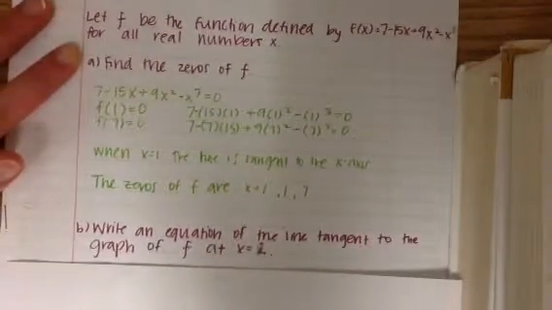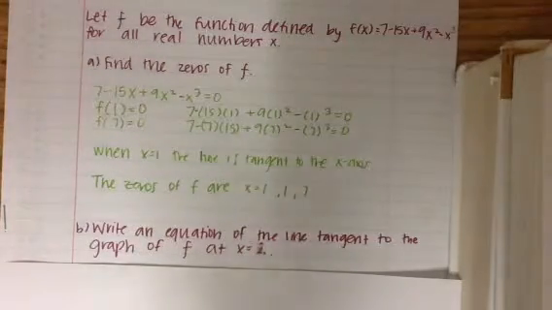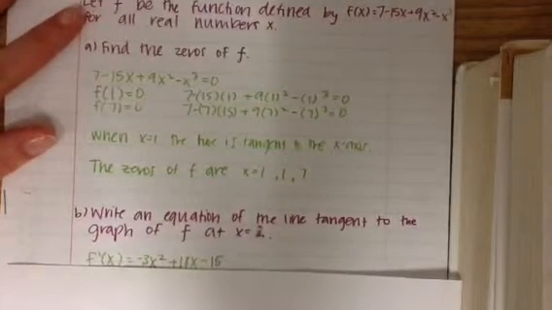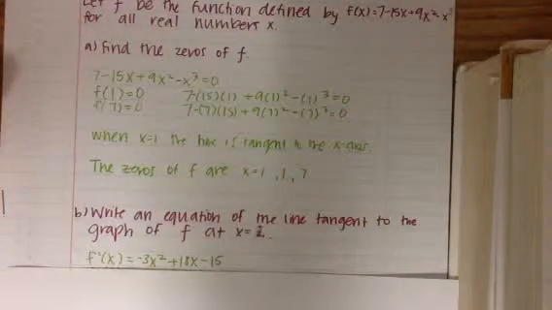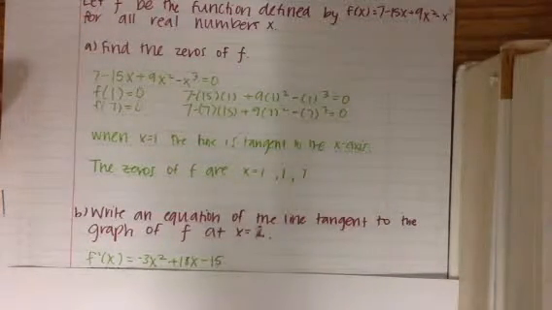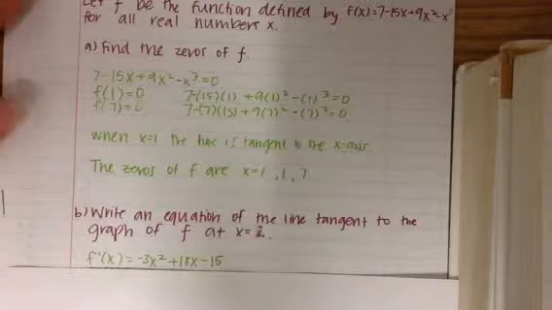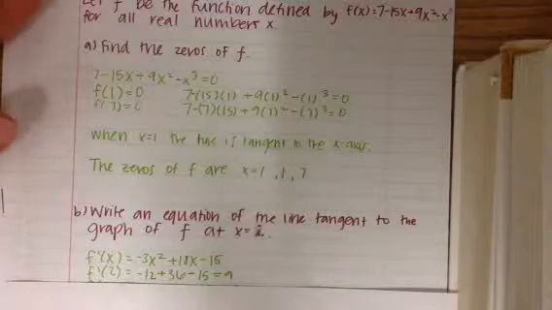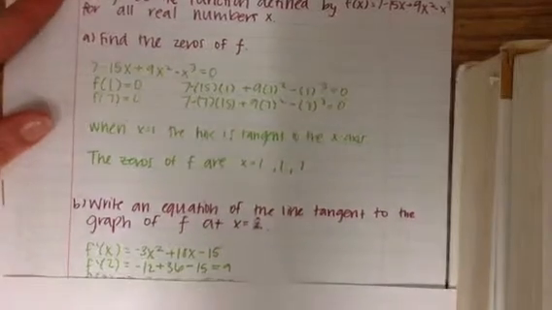Okay, part B asks us to write an equation of the line tangent to the graph of f at x equals 2. To do this, first we have to find the first derivative. The first derivative is negative 3x squared plus 18x minus 15, and we plug in 2 for this to find what the slope is at 2, since the first derivative tells us slope.